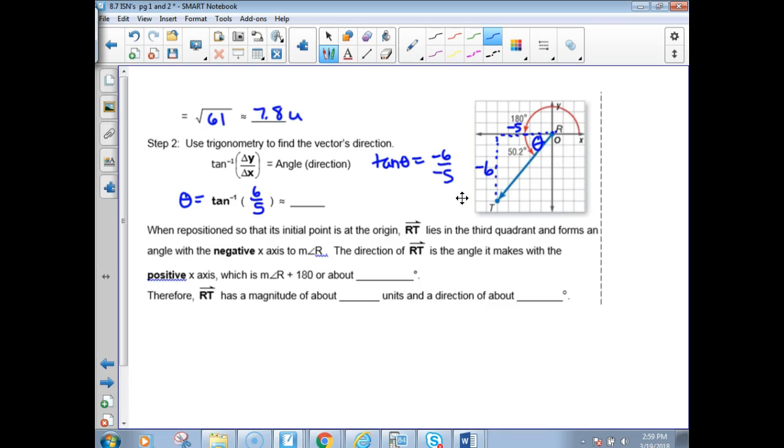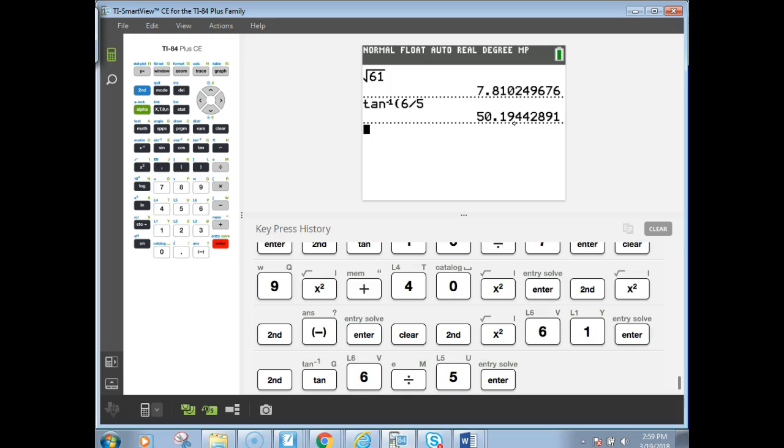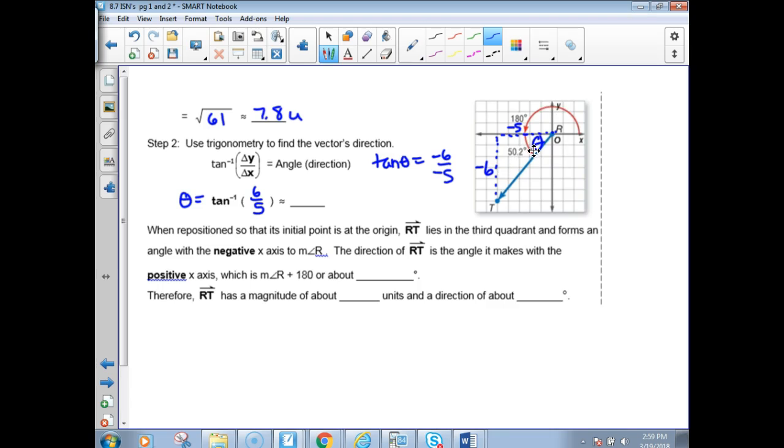Why didn't I put the negative signs down? Because this reduces to cancel out the negatives. You could put them in there and it won't hurt anything. I just wrote 6/5 because a negative divided by a negative is positive. Then we grab our calculator and hit second tangent, 6 divided by 5. And if you did negative 6 divided by negative 5, it won't change a thing. We got 50.2. That's where they got 50.2 degrees.